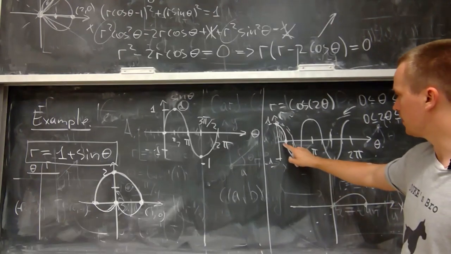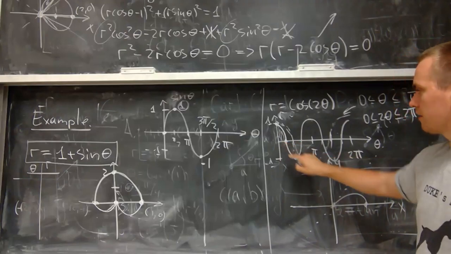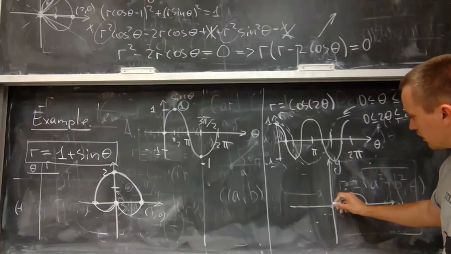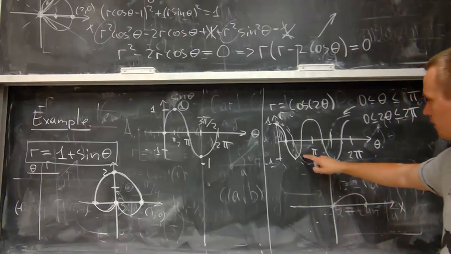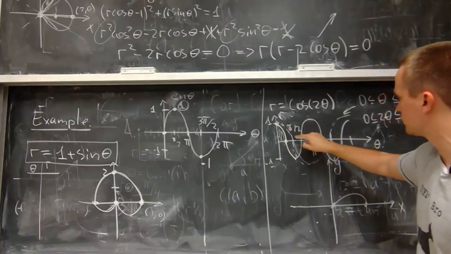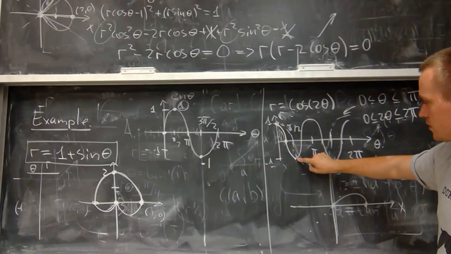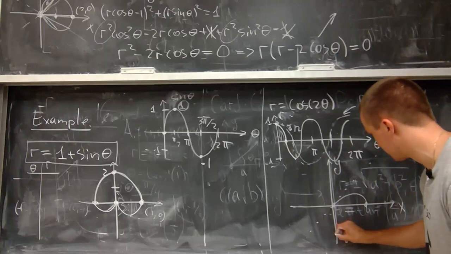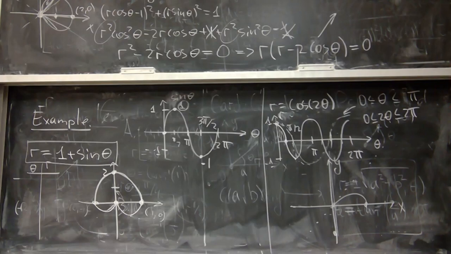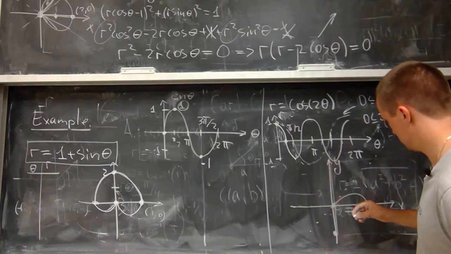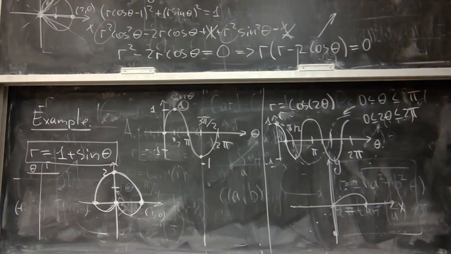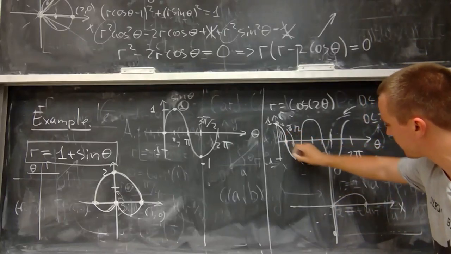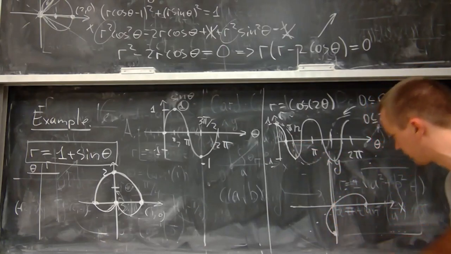Okay, let's continue. From pi over 4 to pi over 2, I will have negative radius. So instead of drawing something over here, I'm going to draw in the opposite direction, over here. When theta equals pi over 2, I have this line, and I need to draw my radius equals negative 1, so I will get this point. So what is going on here? I start with radius equal to 0, and my radius keeps increasing until I reach this point.